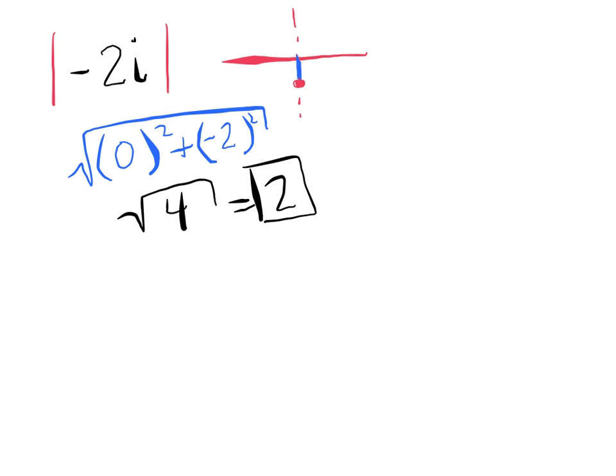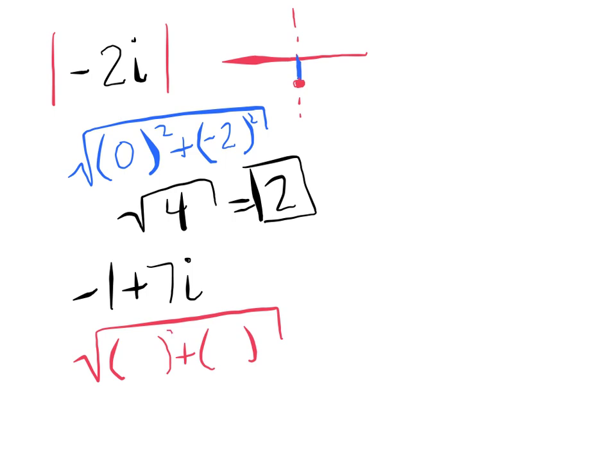Another number that we looked at on that other slide was negative 1 plus 7i. So if we want to find the magnitude of this number, we need to find the distance from 0. That means we need to find the square of the real component, the square of the imaginary component, and take the square root of that. Negative 1 squared is positive 1. 7 squared is 49. So we end up with the square root of 50.